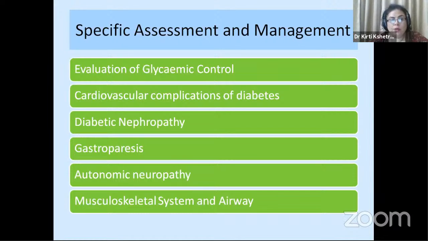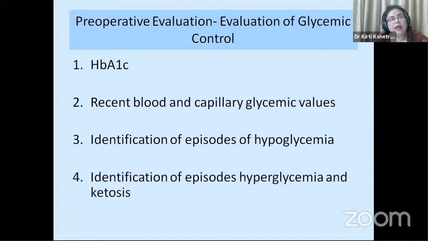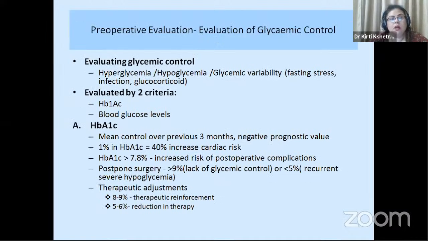other autonomic neuropathies, skeletal system, and the airway. Now, while evaluating the glycemic control, we consider four subheadings. That is evaluation of HbA1c, that is glycosylated hemoglobin, recent blood and capillary glycemic level, identification of hypoglycemia, and identification of episodes of hyperglycemia and ketosis. So two criteria are used basically, HbA1c and blood glucose levels.